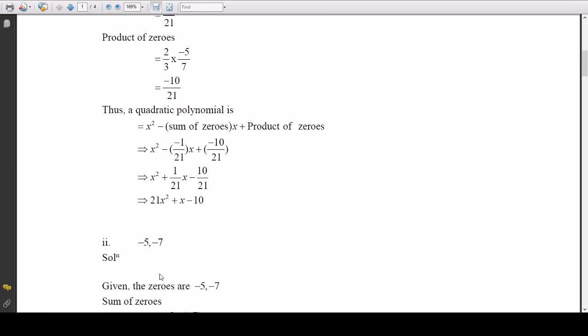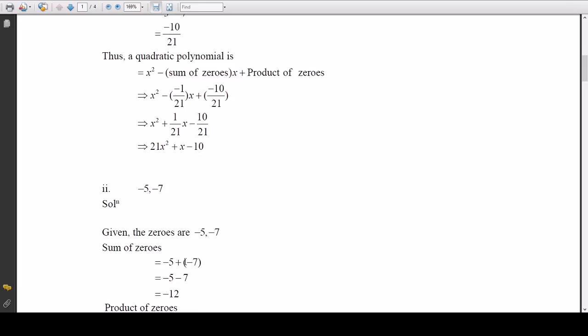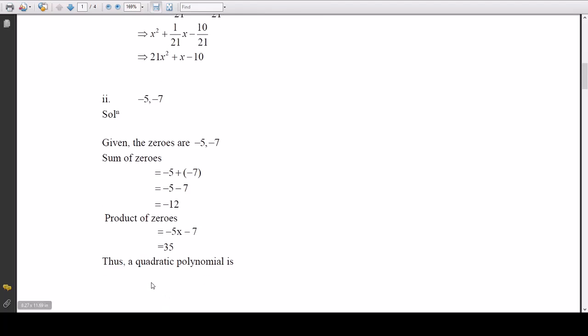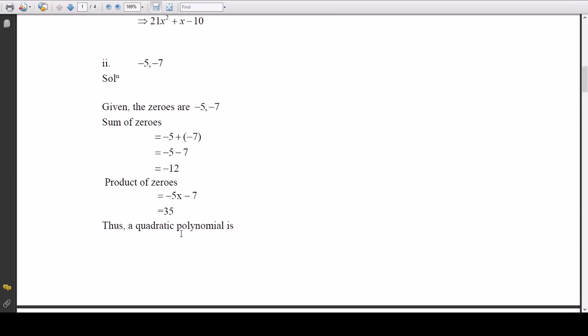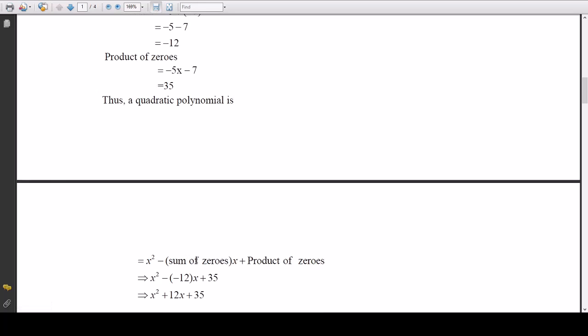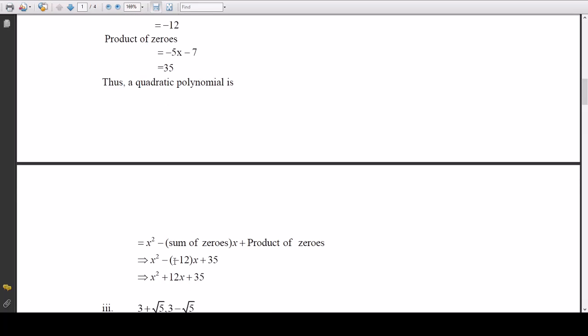Second one: minus 5 and minus 7. These are the given zeros. Let us find the sum. Minus 5 plus minus 7, plus minus is minus. Minus 5 minus 7 is minus 12. Product of zeros: minus 5 multiplied by minus 7, minus multiplied by minus is plus, 5 multiplied by 7, 35. Thus the quadratic polynomial formed from these given zeros will be x square minus sum of zeros, sum is minus 12 and product is 35. Here minus with minus is plus, you will get x square plus 12x plus 35.